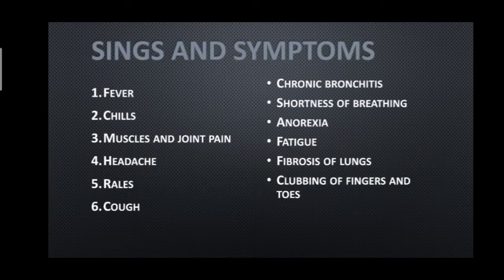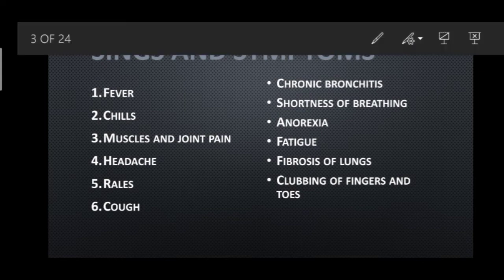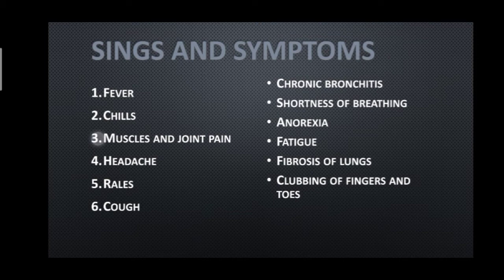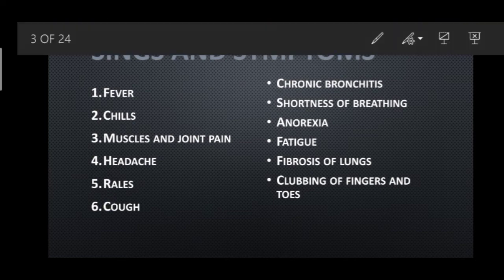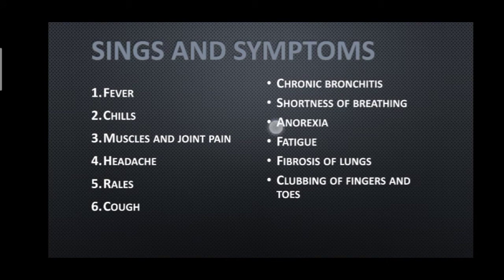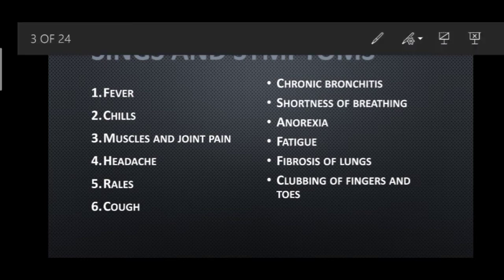They are as follows. Signs and symptoms of acute, subacute, and chronic hypersensitivity pneumonitis may include flu-like illness, including fever, chills, muscle and joint pain, headache, rales, cough, chronic bronchitis, shortness of breath, anorexia or weight loss, fatigue, fibrosis of the lungs, and cramping of fingers and toes.